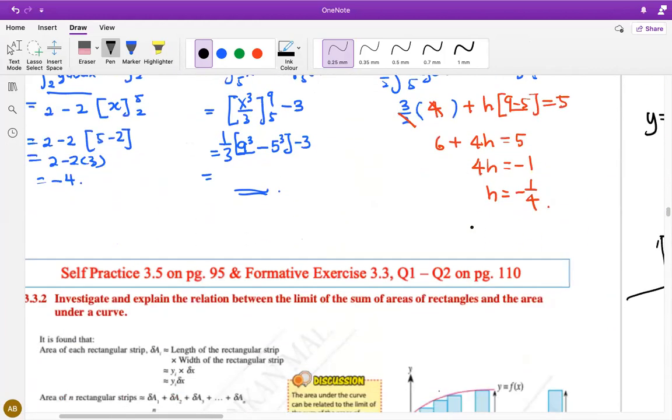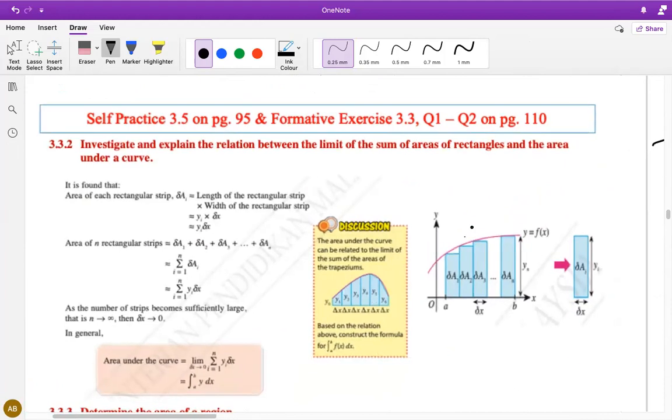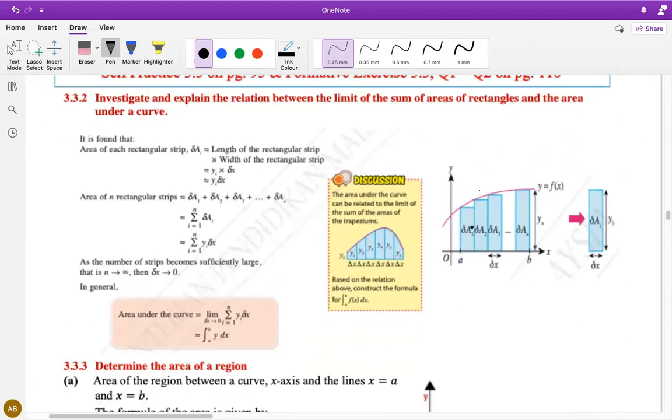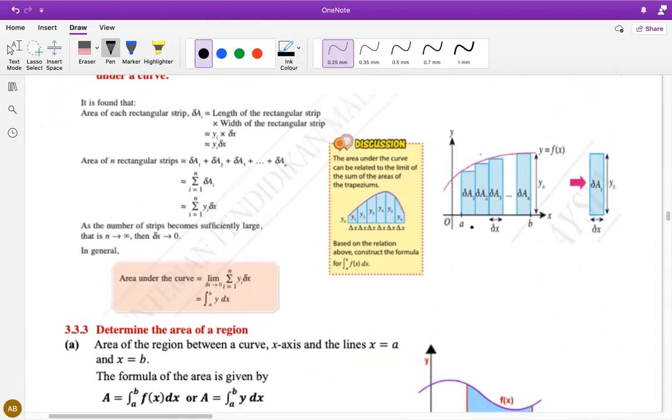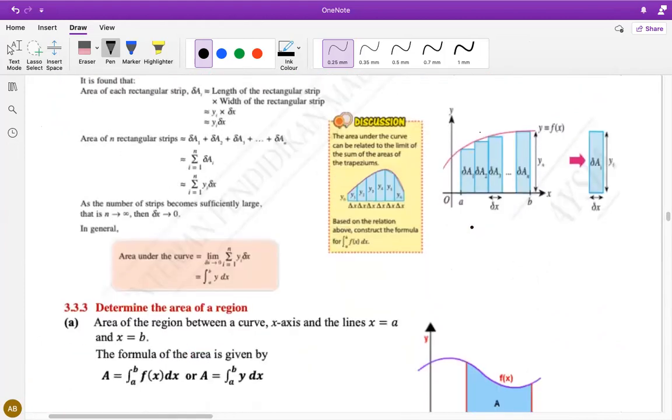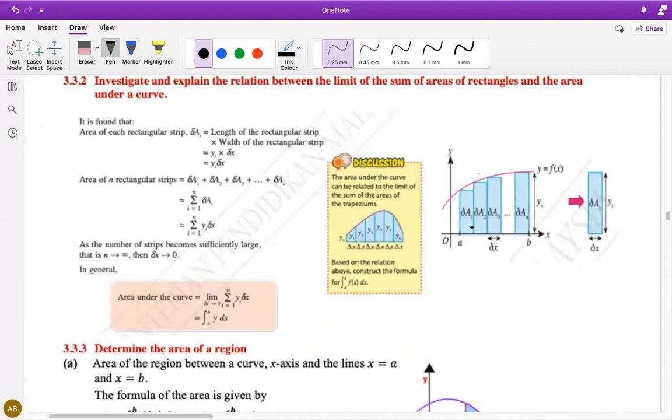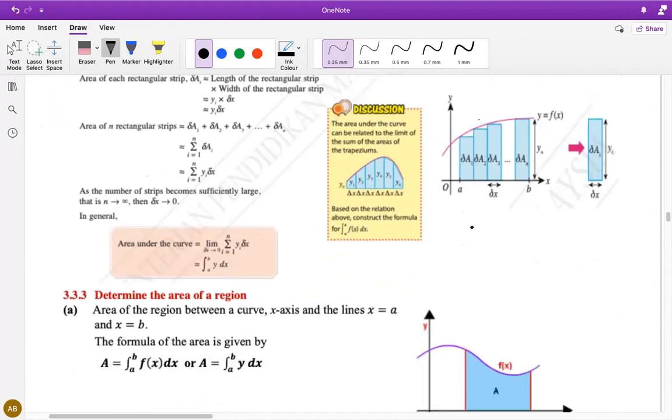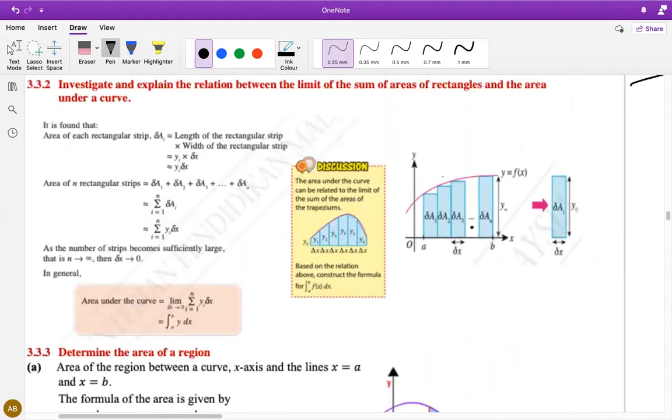Definite integration. So now we're going to learn, actually this one is application of integration, that is to find the area under the curve and also the volume, right? But today we're going to cover how to determine the area of the region, right? Okay, so the first thing is the theory part, okay?